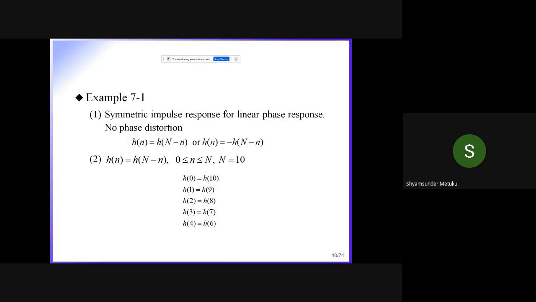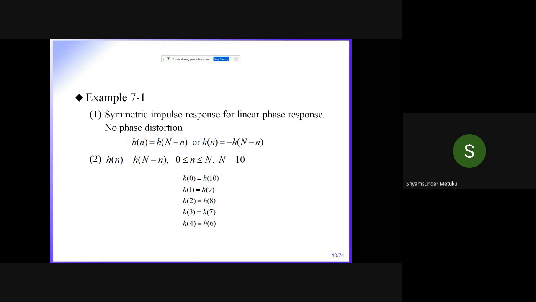Symmetric impulse response for the linear phase response, with no phase distortion, will satisfy either of these two conditions: whether it will be even symmetry or odd symmetry. Even symmetry means h of n is equal to h of capital N minus small n, or else odd symmetry means h of n is equal to minus h of capital N minus n. Anything is okay. Is it clear?